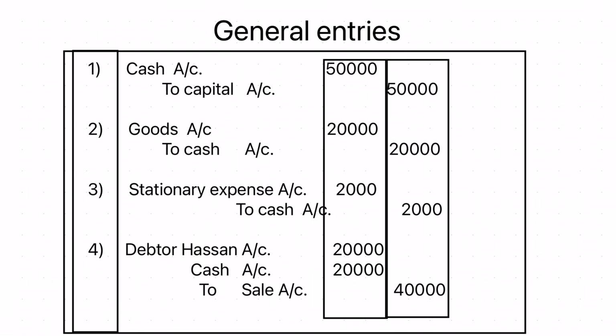In the first entry, previously we discussed bringing cash into the business, where the owner, who is the shareholder of the business, brought cash into the business. In my second transaction, we purchased goods of 20,000 rupees using cash, so the inventory increased and the cash decreased. In the third entry, we purchased office supplies, which we consider as office supplies and stationery expense, which we carry out within the office use.